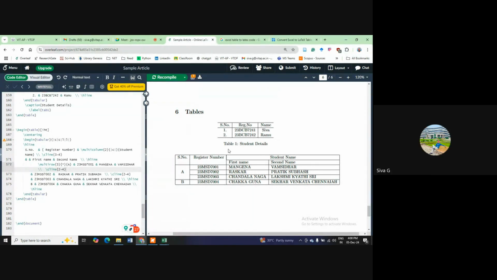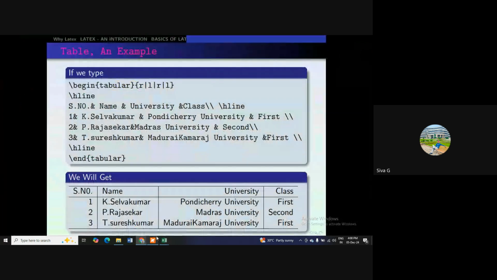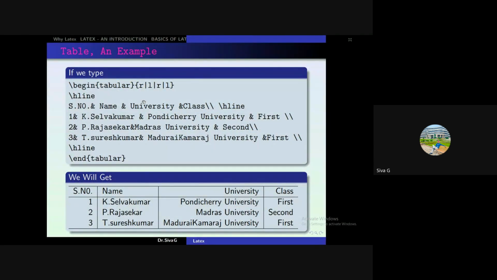Actually, a lot of things are there in the table. I have given the basics only. In the PPT, I have mentioned here, you can see this. Here I have mentioned R, L, R, L. R is right, L is left. See here, the serial number is coming on the right side, and this is coming on the left side. Here R, L, R, L, because of this.